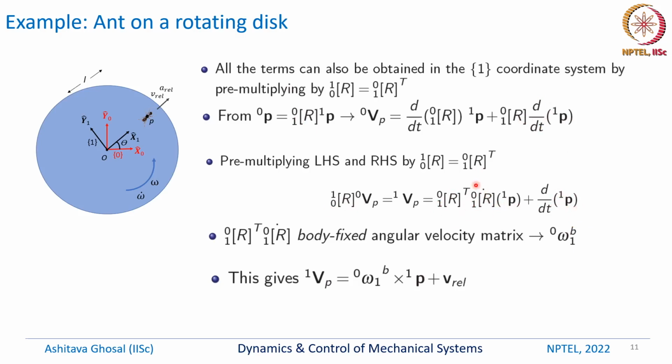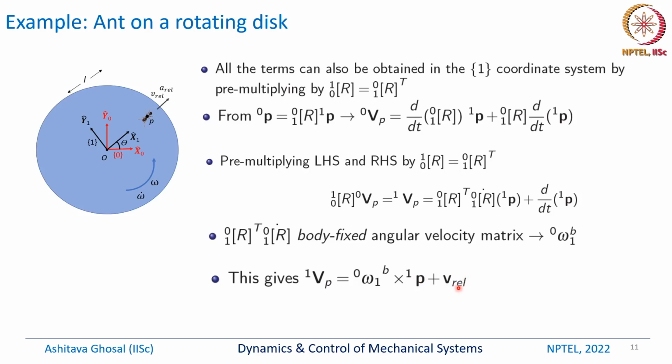So what is this R transpose R dot? This is the body fixed angular velocity matrix. Remember, space fixed was R dot R transpose, whereas body fixed was R transpose R dot. Hence the linear velocity of the point P described in the moving coordinate system, or the rotating coordinate system, is omega b cross 1p plus v relative.